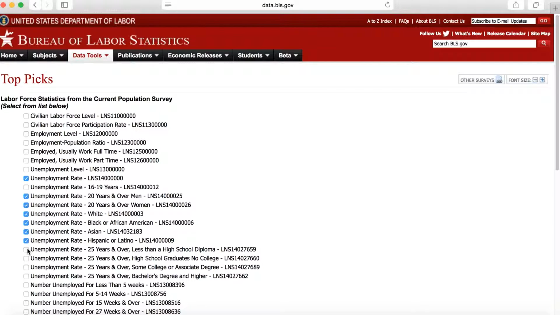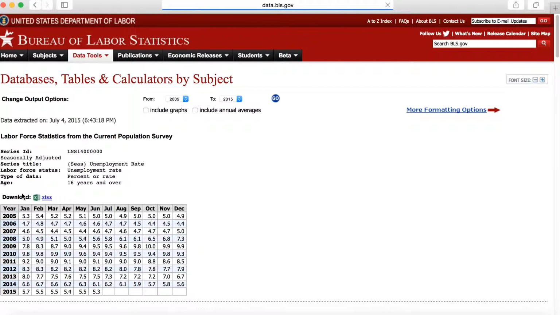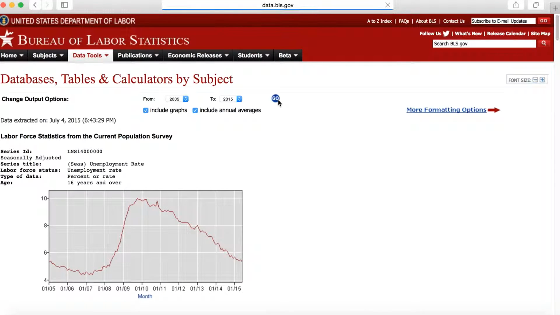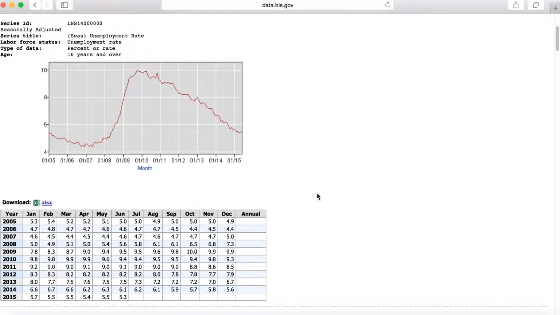So we can look at individuals with a high school diploma, some high school graduates, some college, and those with a bachelor's degree. Okay, so once we've selected everything that we want, we can just scroll down to the bottom and select Retrieve Data. While it's building up the databases, we can ask it to include the graphs and include the national average, which if we reformat it to do these things, it'll give us a visual picture of what's going on along with the data. So in this first one, this is simply the overall national unemployment rate.